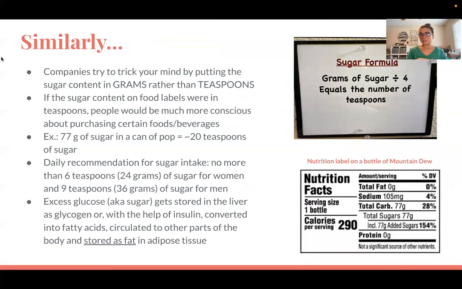Similarly, like we kind of discussed in the beginning, sugar on labels is super confusing for a lot of people. For example, a regular bottle of Mountain Dew has 77 grams of sugar, and that in turn equals about 20 teaspoons of sugar, right? So if people read that and say 77 grams of sugar, a lot of people won't really process that. They'll say, okay, I don't really understand what that means in an actual amount of sugar, but sure. Versus if that was in teaspoons rather than grams, I think people would be a lot more conscious about purchasing certain foods and beverages just based on the sheer amount of sugar that they can picture in their head.